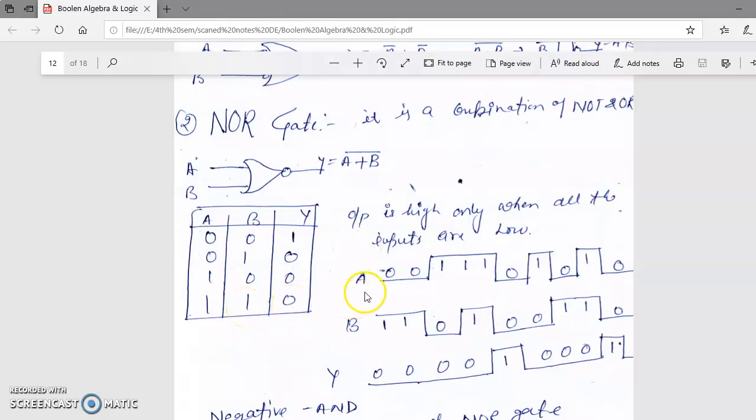If we have two inputs, A and B, we get the output Y, that is (A plus B) complement. 0, 0 gives 1; 0, 1 gives 0; 1, 0 gives 0; 1, 1 gives 0. This is the NOR gate.